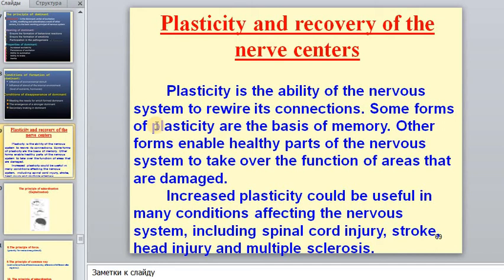that are damaged. Increased plasticity could be useful in many conditions affecting the nerve system, including spinal cord injury and stroke, head injury, and multiple sclerosis.